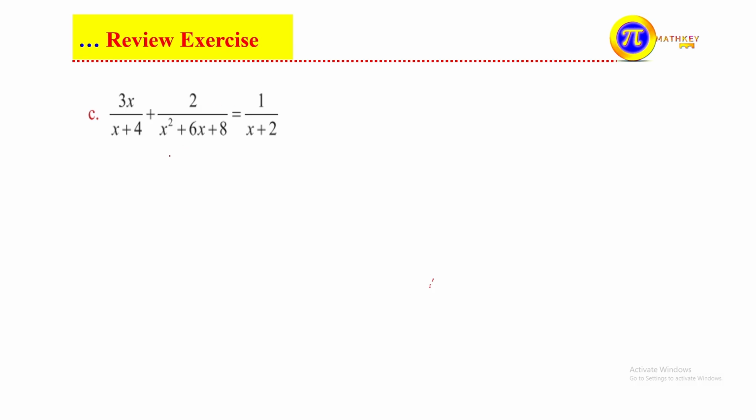Now it says 3x over x plus 4 plus 2 over x squared plus 6x plus 8 is equal to 1 over x plus 2. To solve this, as we did before, first we restrict the domain. This is a combination of three functions: 3x over x plus 4, 2 over x squared plus 6x plus 8, and 1 over x plus 2. The domain must be the intersection of all of them.